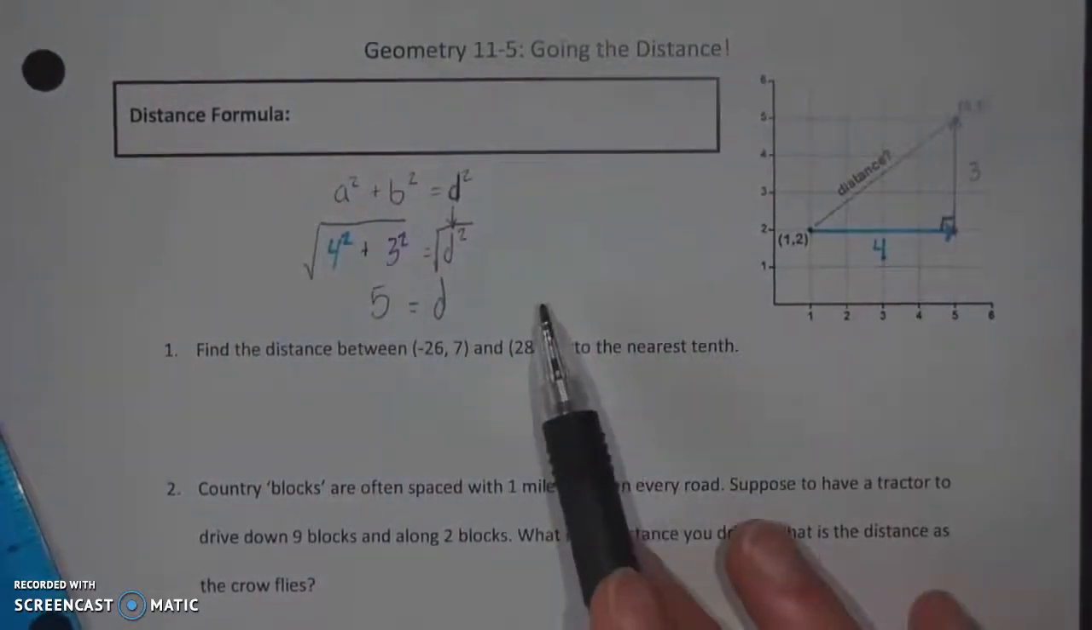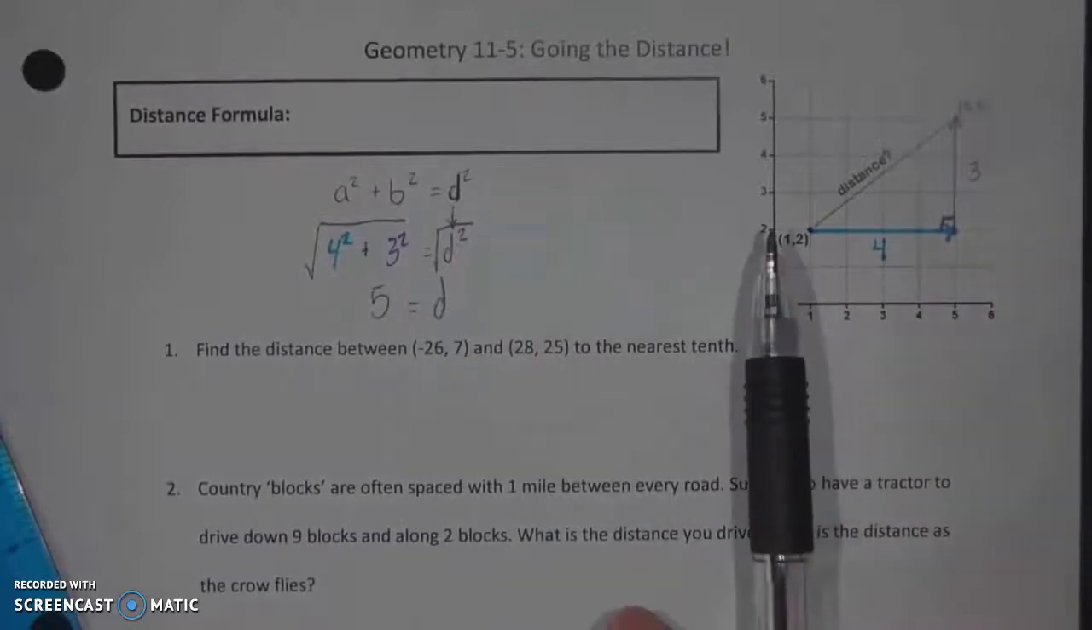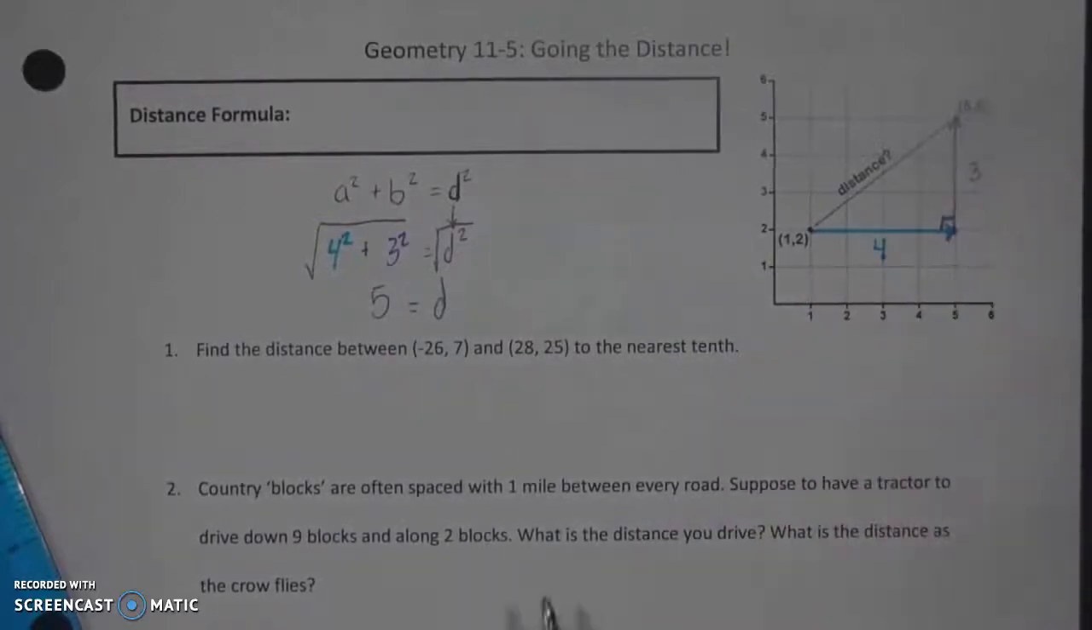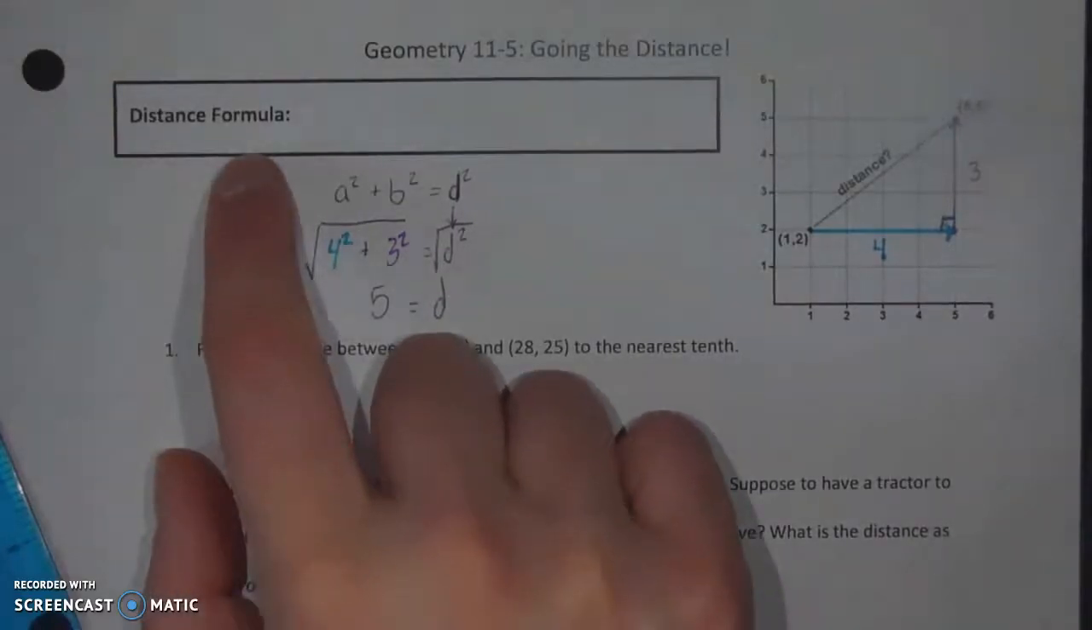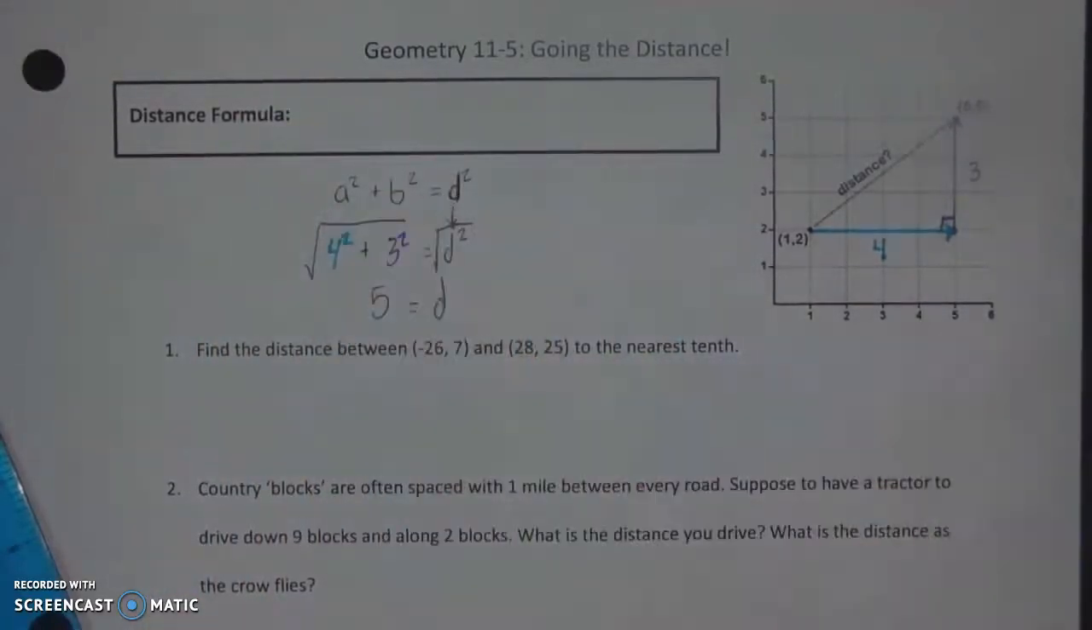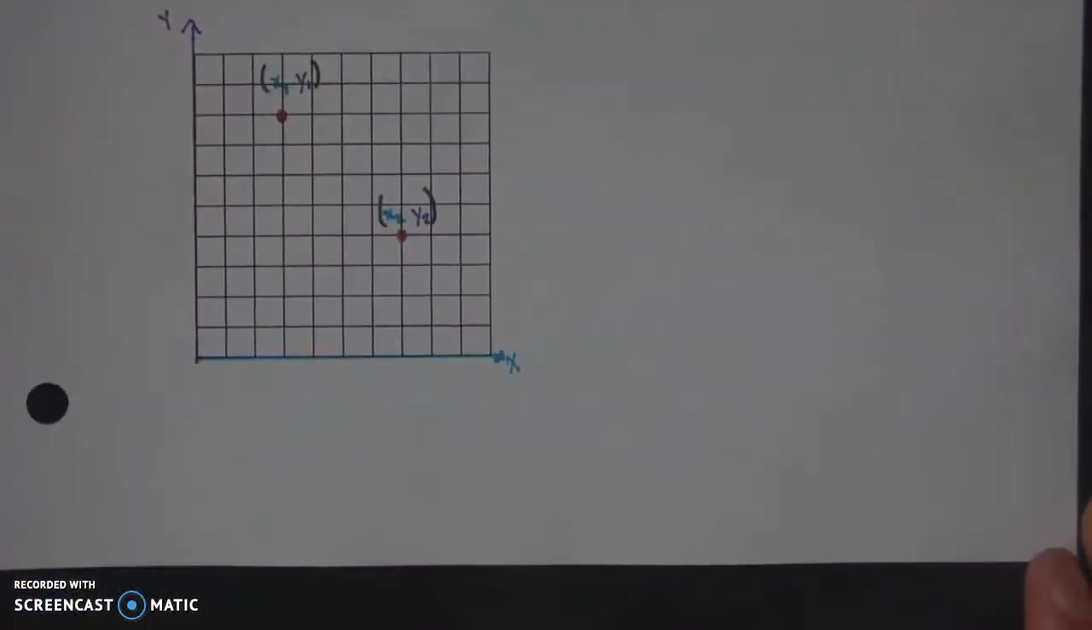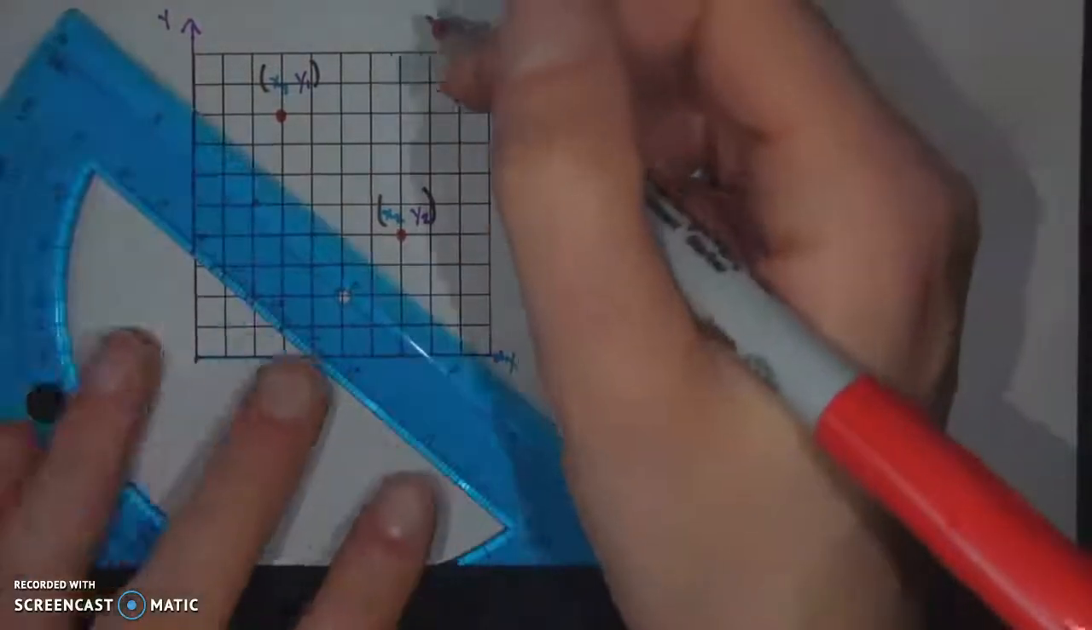But there are ways to do this without needing a graph, because do you really want to graph this whole thing every time? Probably not. So let's find ourselves a distance formula using only what we know about the Pythagorean theorem and a little bit of common sense. So let's set 2 random points on a graph and say I want to know what is the distance between these 2 random points.